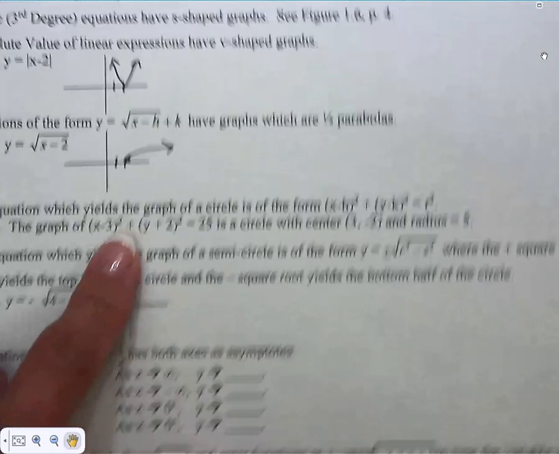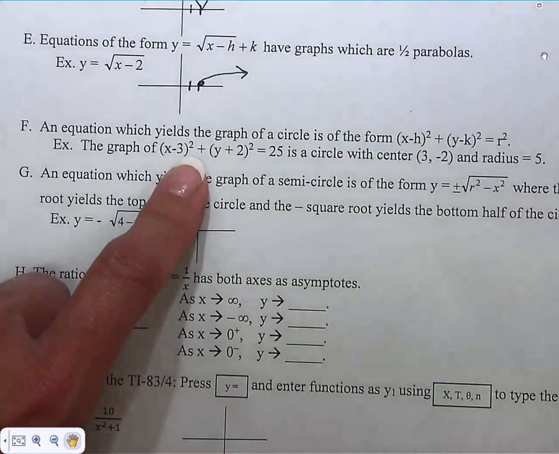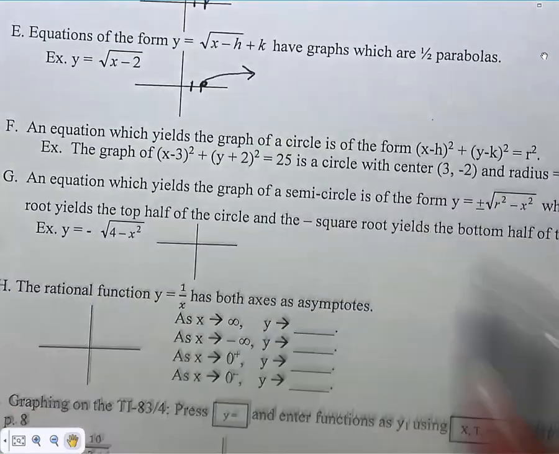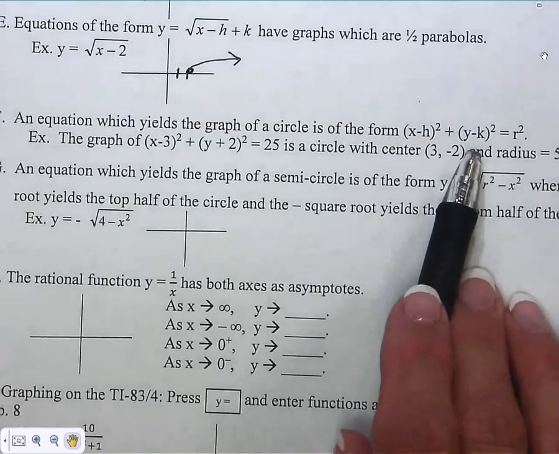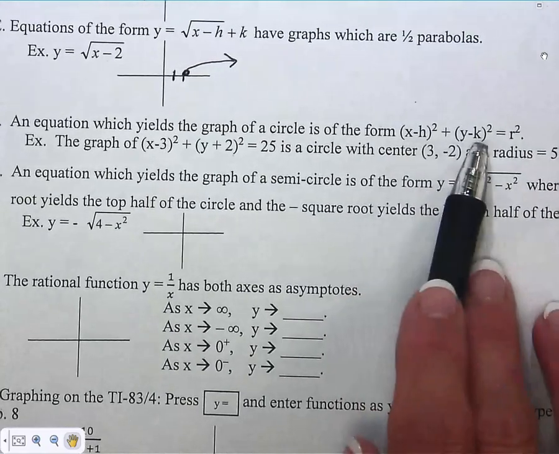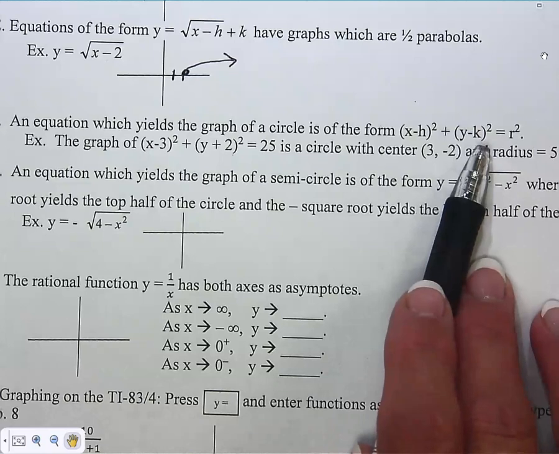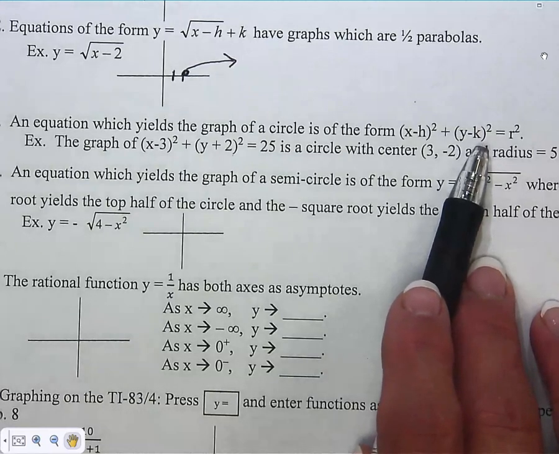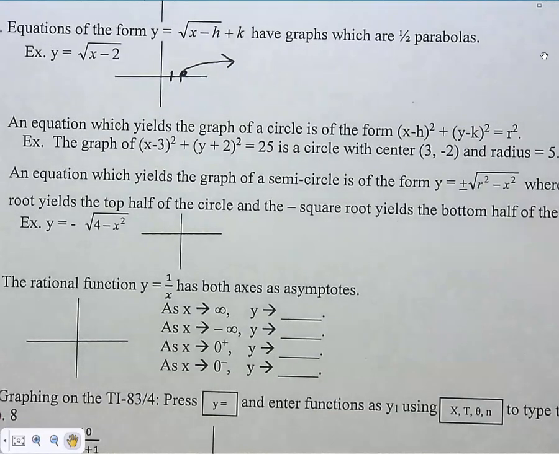An equation which yields the graph of a circle. Notice that in that equation, both the x and the y are squared. If you FOIL that all out and got it set equal to 0 to have it in what's called standard form or general form, you'd have an x squared and a y squared. That x and y both being squared with the same positive coefficient is what gives you a circle.